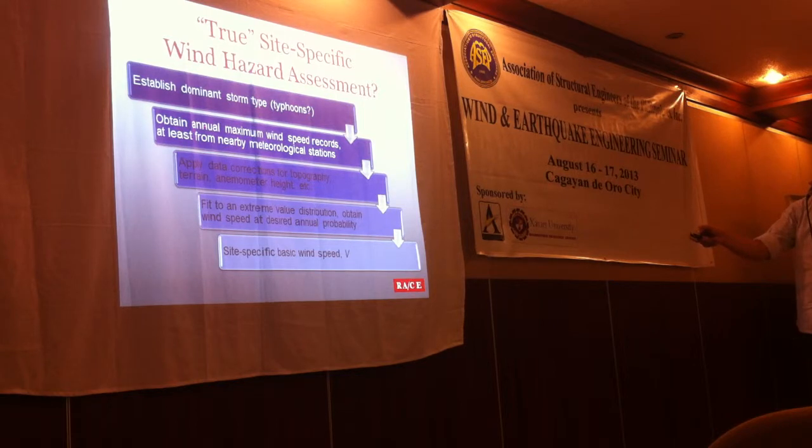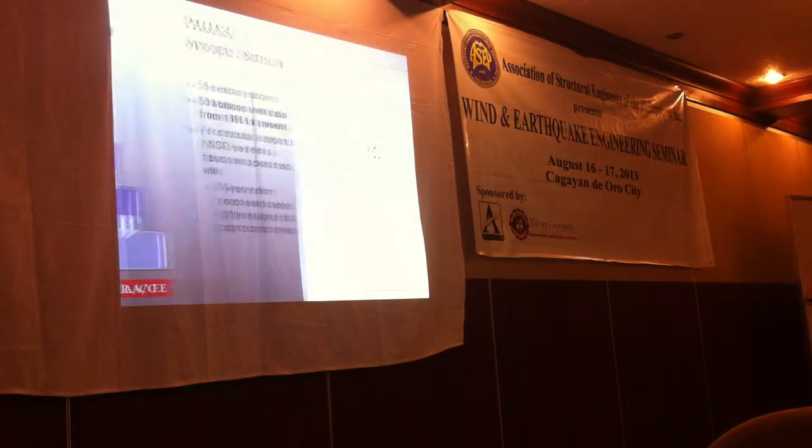And then you will obtain annual maximum wind speed records, at least from nearby stations. You need to apply data corrections for topography, terrain, and height, etc. And then you fit to an extreme, yung basically probability distribution, and then obtain wind speed at whatever annual probability you're interested in. So usually sa NSCP, yung basic wind speed natin is 1 in 50 year annual probability. So 50-year return period. So after you do all this, you get your site-specific basic wind speed pa lang. So actually, when we say site-specific sa wind hazard assessment, sa basic wind speed V lang natin yung nakukuha natin site-specific talaga.